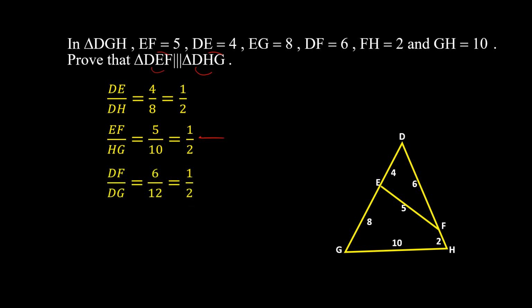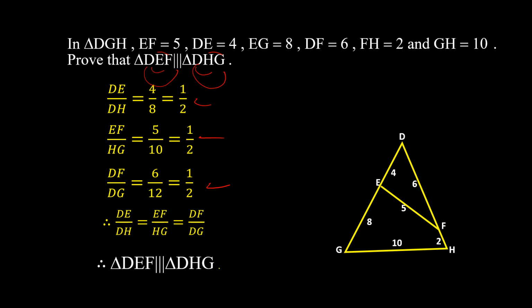The third side, DF, okay, go there, D to F, then here it should be D to G. DF over DG, okay, is 6 over 12. That is equal to half again. So all these ratios are equal to half. Therefore, they are all equal. What is the meaning? The sides are in proportion. Therefore, the triangles are similar. Simple. So master all these techniques.